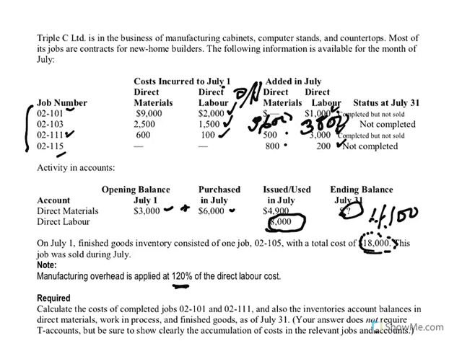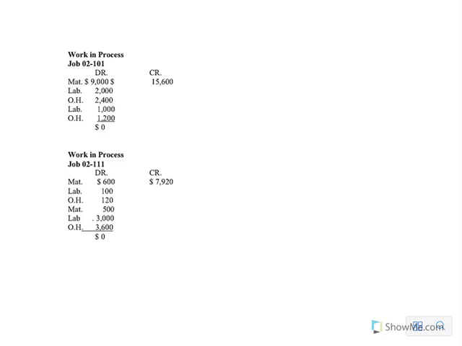All right, now you start with work in process, and you simply add everything. You take job 101, they told you the material, they told you the labor. You take 120% of the 2,000, so it's 2,400. Then the labor, and then you take 120% of that, which is 1,200, and the total amount transferred out was 15,600. That would be transferred to finished goods.